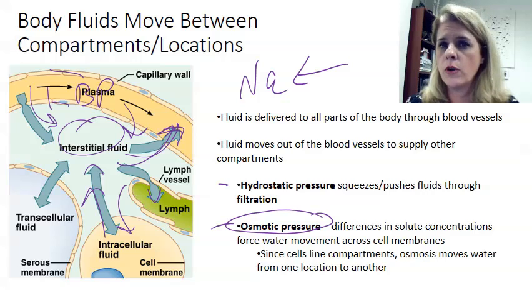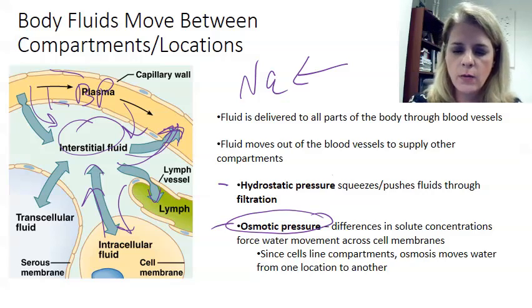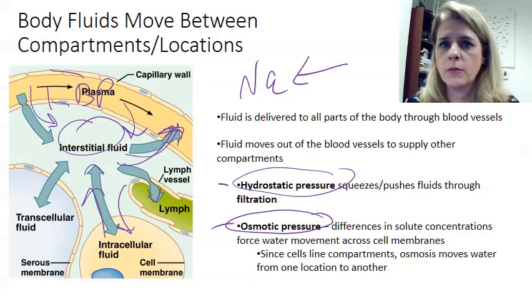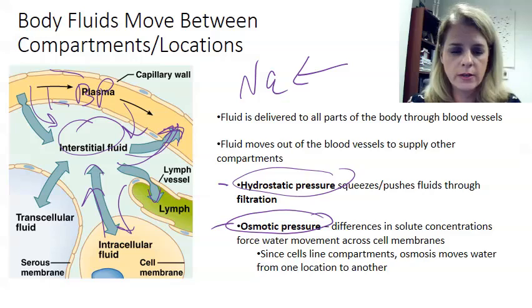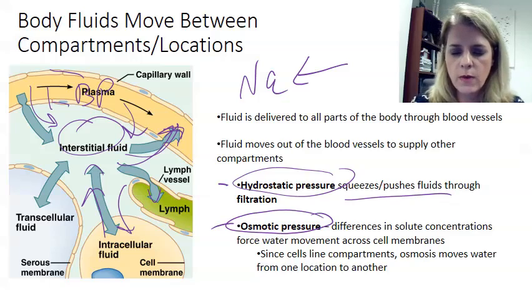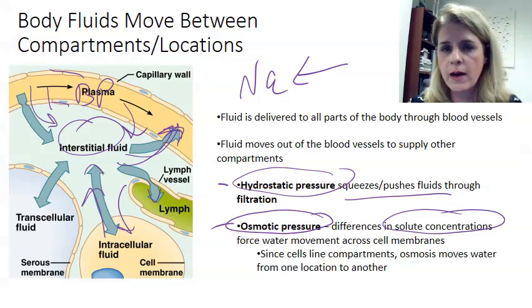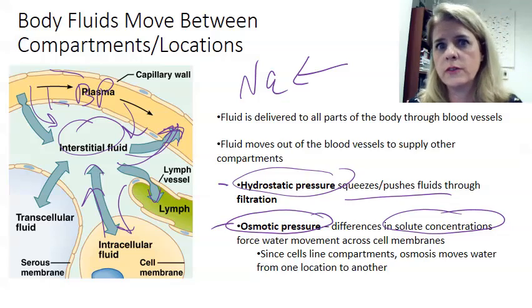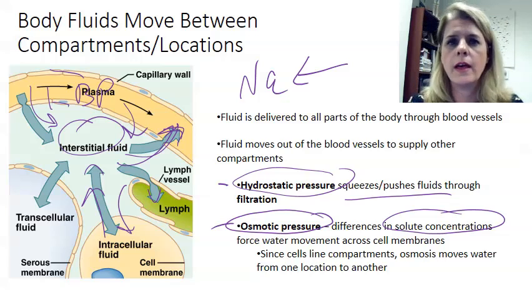This will become real important when we talk about the kidney and how we use hydrostatic pressure and osmotic pressure to filter your blood and turn it into urine. So again, just remember you have these two types of pressures. One's a physical force that squeezes and pushes fluid, and then the osmotic pressure is based on the amount of solute, specifically usually sodium we're talking about, and wherever sodium is, water follows. And so those things are going to allow fluids to move in and out of the blood, in and out of the interstitial fluid, and in and out of the cells.